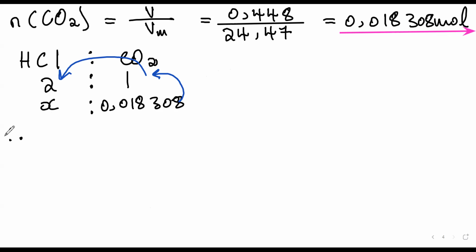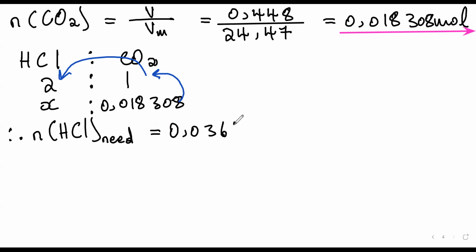So then, if you go to your calculator and say 0.018308 times 2, well, we find that the number of moles of hydrochloric acid that were needed will simply be 0.036616 moles.